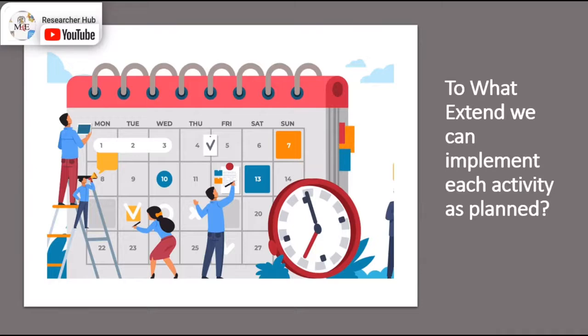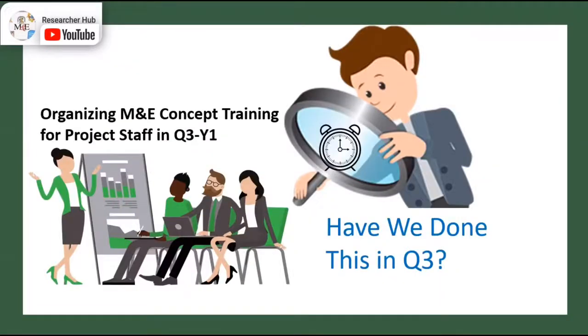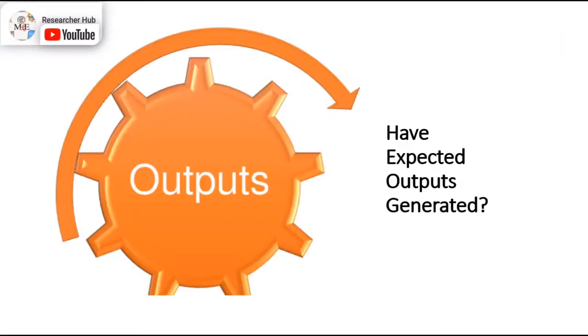Then at the same time, you also look at the time frame that we planned. Remember that we said we plan to do this in quarter 3. So have we done this by quarter 3? Also, not only monitoring the activity, but we also observe the expected output.